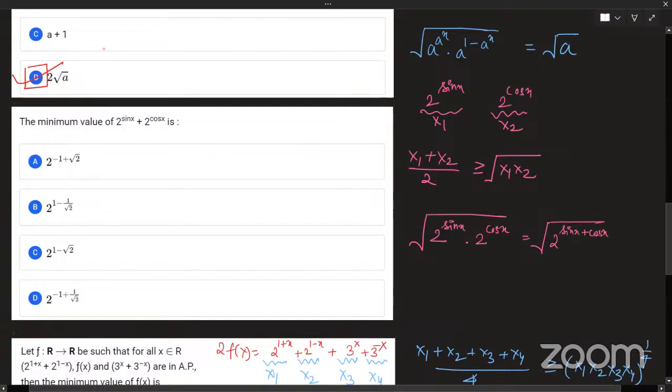So here is the difficulty. You don't know what sin x plus cos x is. Do you know the minimum value of sin x plus cos x? Anyone? Under root of 2. Tell me, what is the least value of 2 raised to sin x plus cos x? Anyone? Just a minute.